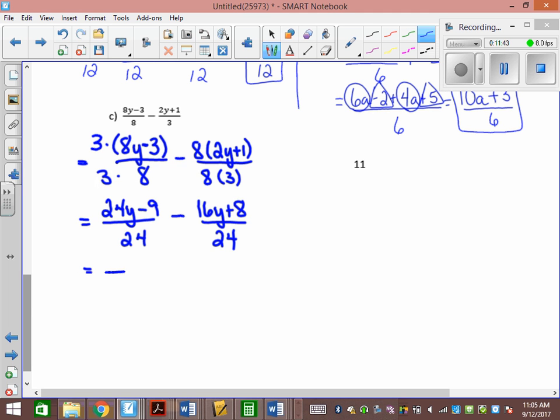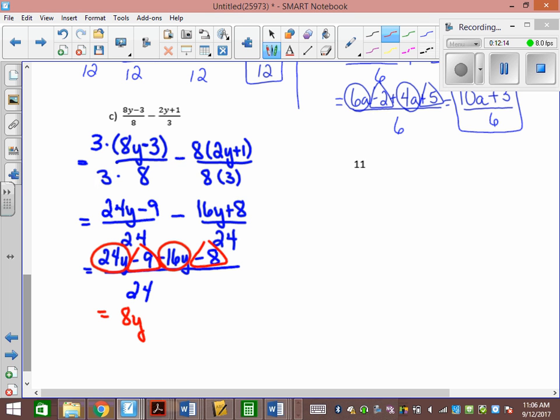So this is going to be over 24, and we're going to have 24y minus 9, and then we're subtracting 16y, and then we're subtracting a positive 8. So it's actually going to be negative 8. If you forgot to subtract both terms, leave yourself a note and remind yourself not to do that. Now, 24y minus 16y is 8y. And then negative 9 minus 8 is negative 17, all over 24.